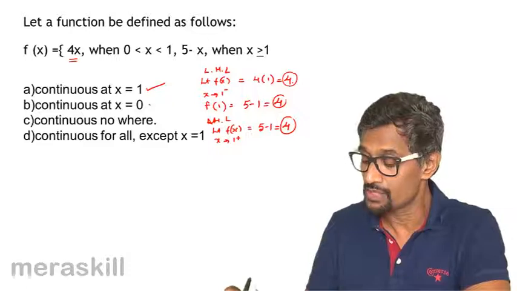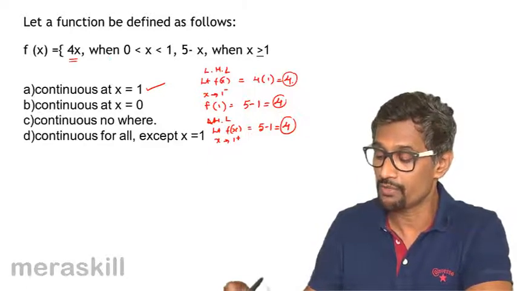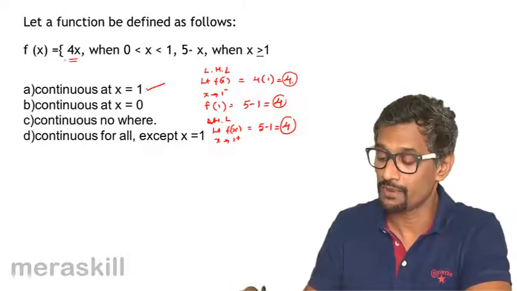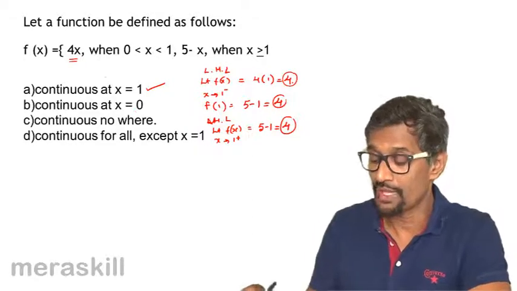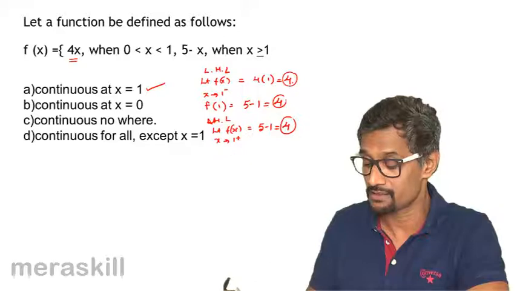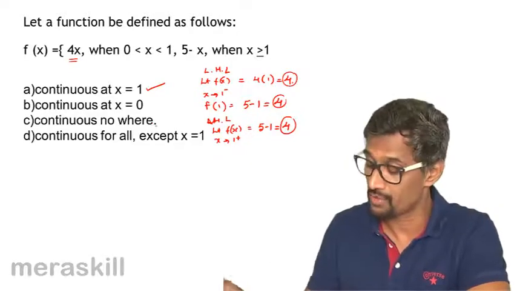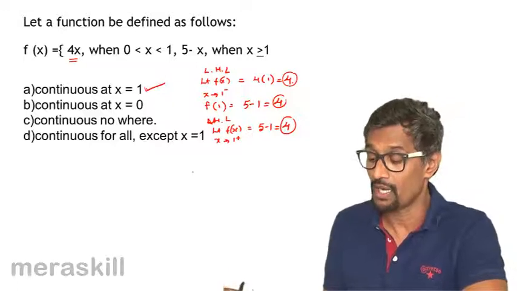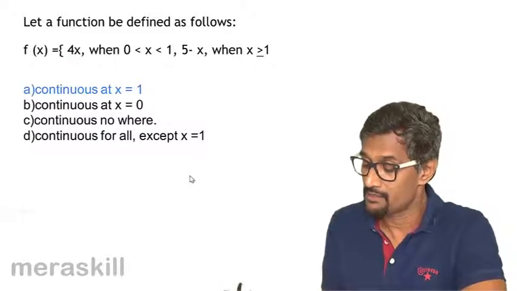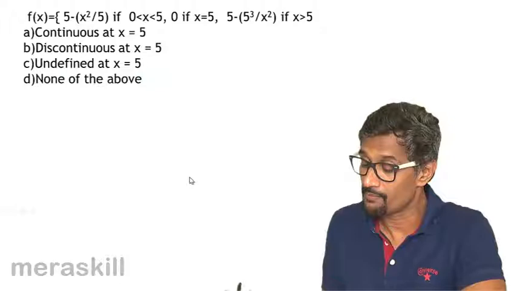For x equal to 0, we don't know what the value of the function is when x is less than 0. So hence it cannot be continuous at x equal to 0. Continuous nowhere is wrong. It's definitely continuous at x equal to 1. Yes, right? It tallies with what we've got.